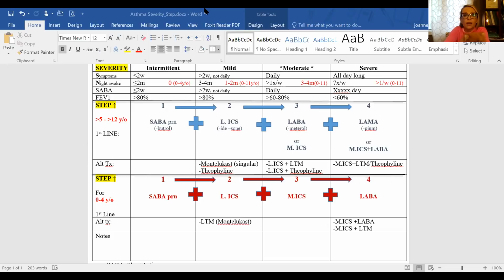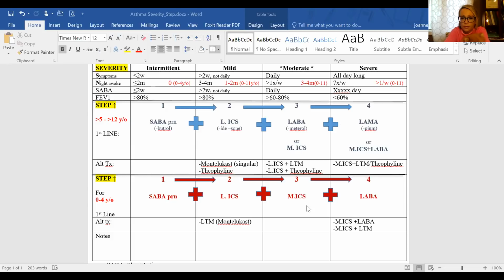What is this next chart? The step up. So this is your step up. This lines up beautifully with the severity, okay? So I combine ages 5 and 12 together. So basically anybody who is above 5 to the time they die is going to be in this section. This is going to be the medication they should be on. Anybody who's brand spanking new to 4 years old will be in this section. And the only difference here is that we don't give our babies or anyone under 4 LAMA.